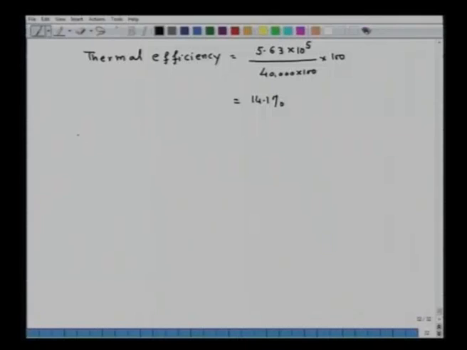Now, in this connection, for example, if we calculate the furnace efficiency, we can also calculate furnace efficiency.